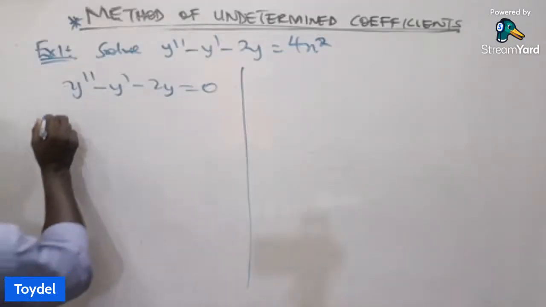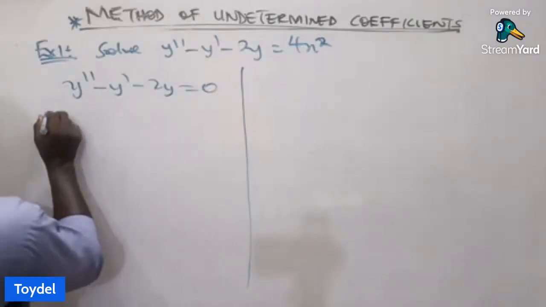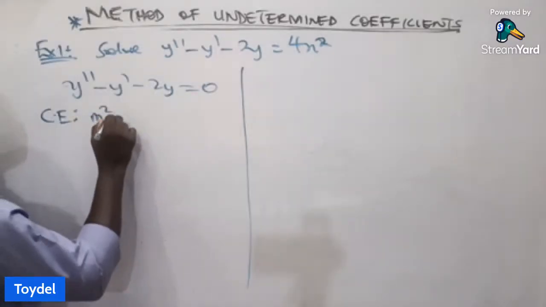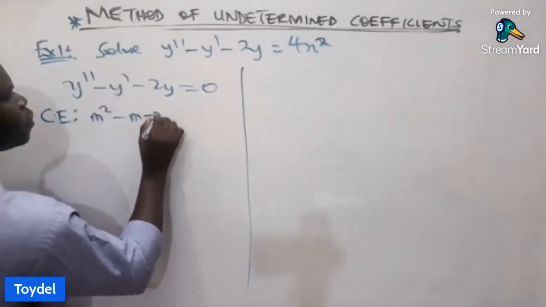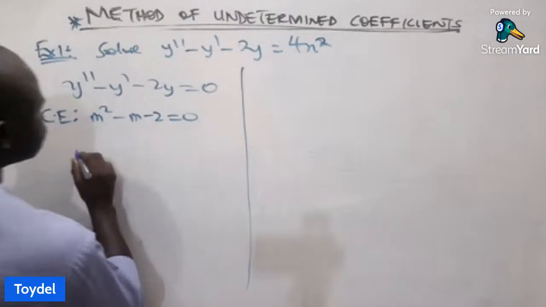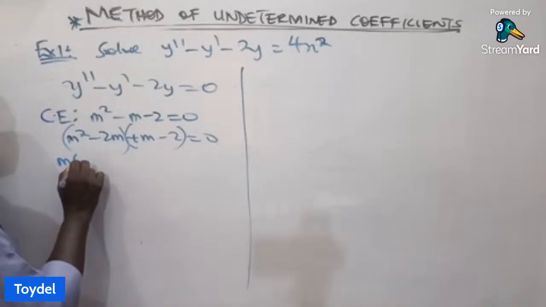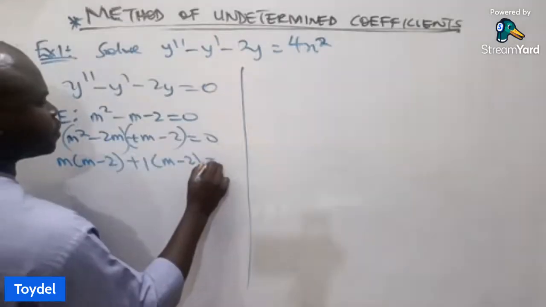So what is the characteristic equation of this problem? The characteristic equation will be m squared - m - 2 = 0. Can we factorize what we have on the board? Yes. We say this is m squared - 2m + m - 2 = 0. Then m is common here, we have m - 2. Plus 1 is common here, we have m - 2 = 0.